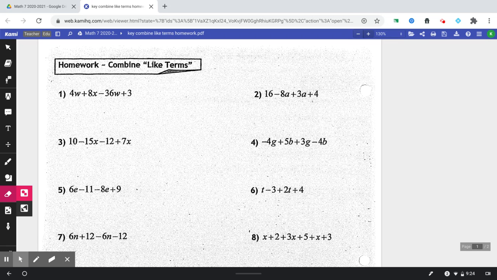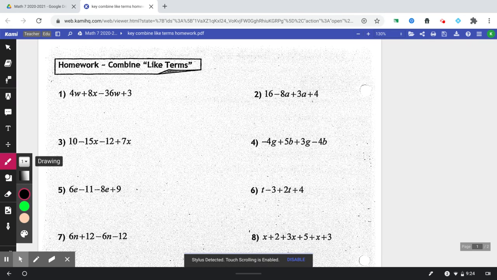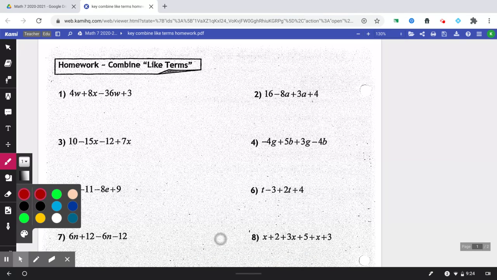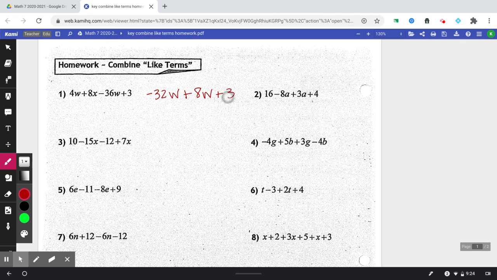Okay. All right. So number one, the correct answer is, we'll do red, negative 32w plus 8x plus 3. Okay, and actually one mistake, this is an x. All right, and remember the order of these three terms does not matter.